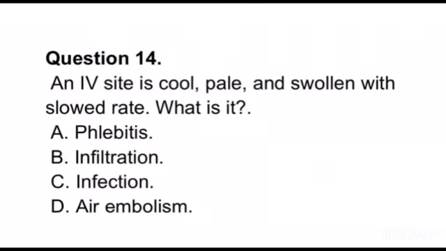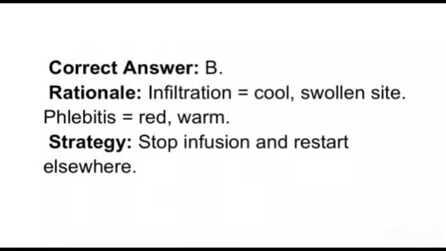Question 14. An IV site is cool, pale, and swollen with slowed rate. What is it? A. Phlebitis. B. Infiltration. C. Infection. D. Air embolism. The correct answer is B. Rationale: infiltration equals cool and swollen site. Phlebitis equals red, warm site. Strategy: stop the infusion and restart elsewhere.